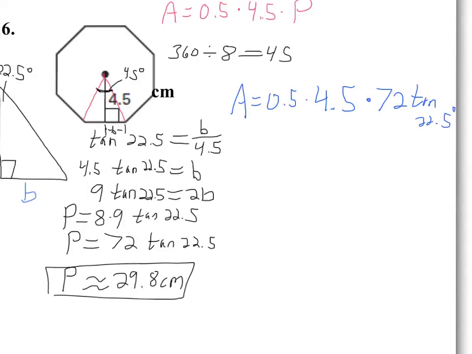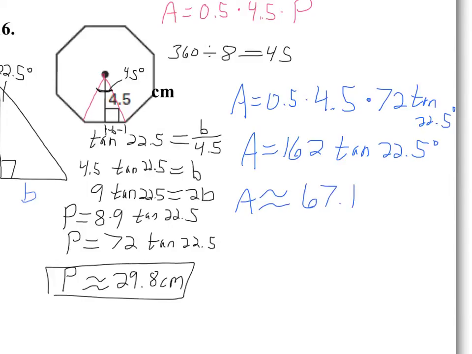Now if I just multiply all the numbers here on the outside, 0.5, 4.5, 72, I get 162. So I suppose my exact area is 162 times tangent of 22.5, but it would probably be practical to just round that and get an approximate answer of 67.1 square centimeters.